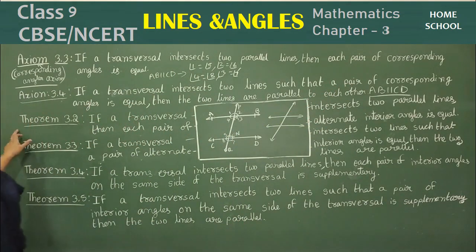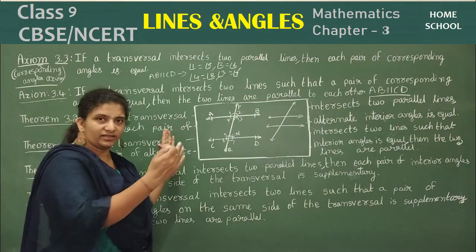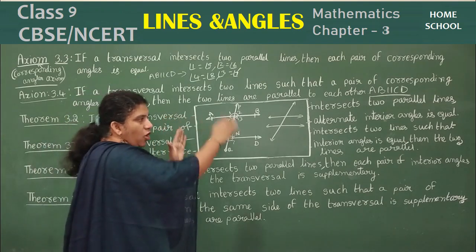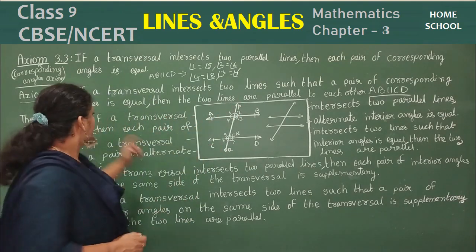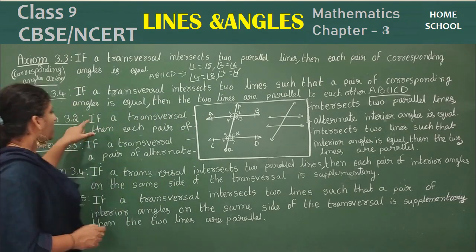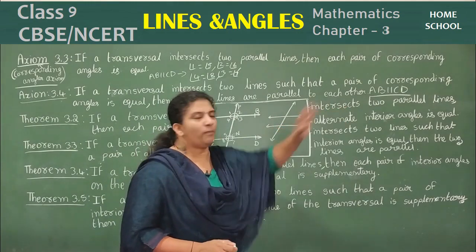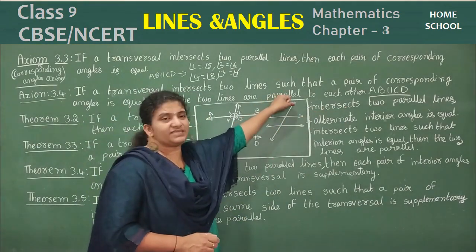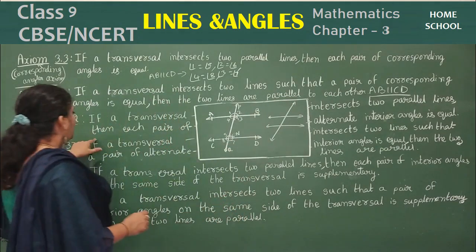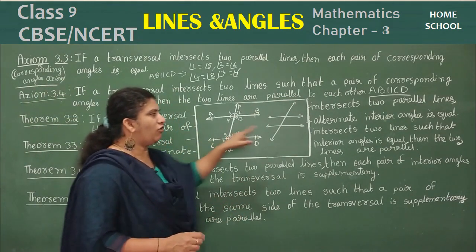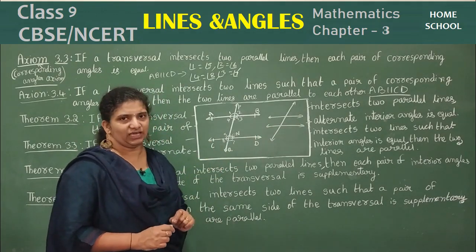Let's see the third one, Theorem 3.2. Understand here, I have written the statement by cutting with the box here, so the line continues like this. So let's read the statement. If a transversal intersects two parallel lines, again in the same manner, a transversal intersecting two parallel lines, then each pair of alternate interior angles is equal.